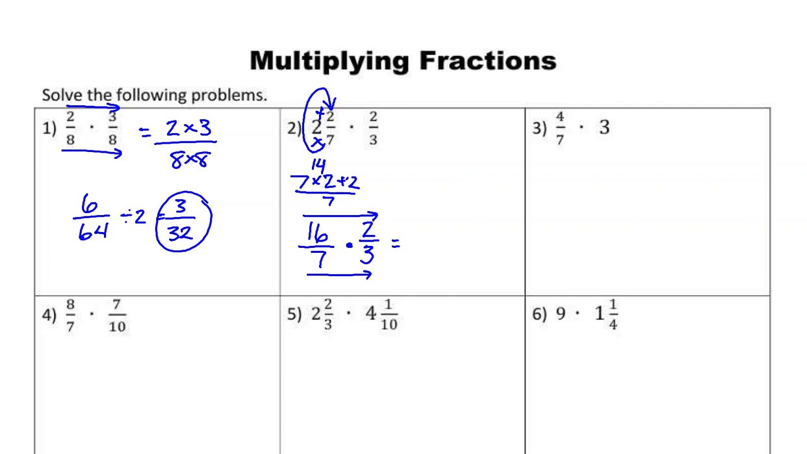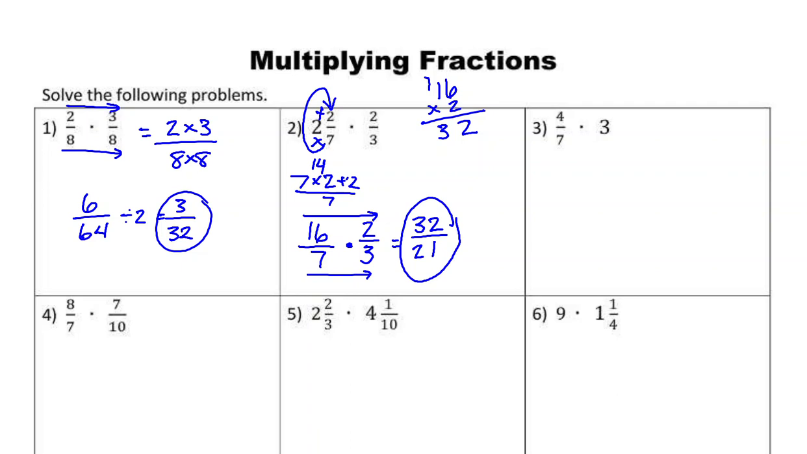Sixteen times 2, if you don't know that, make sure you do it out to the side. 6 times 2 is 12. 2 times 1 is 2, plus 1 more is 32 over 21. And this one actually doesn't simplify, so that's the answer there.